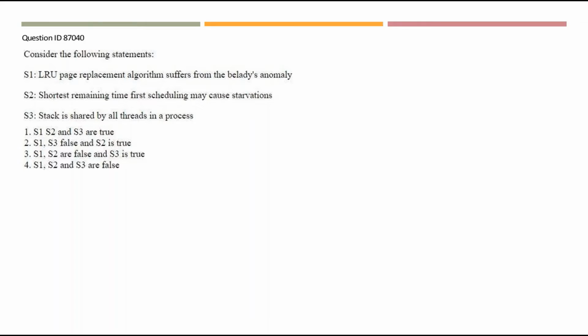Consider the following statements. Statement 1: LRU, the least recently used page replacement algorithm, suffers from Belady's anomaly. Let's first understand what Belady's anomaly is. It's a phenomenon where increasing the number of page frames results in an increase in the number of page faults. The page replacement algorithms that experience this anomaly are FIFO, first in first out, the second chance algorithm, and random page replacement algorithm. So in this list we don't have LRU, so S1 is false.